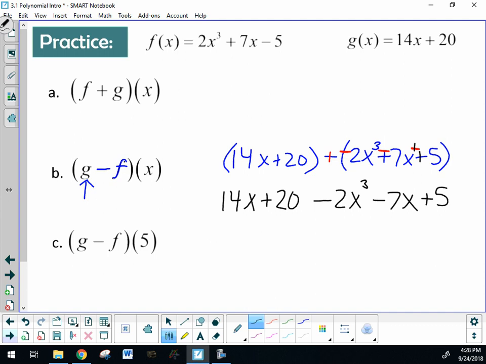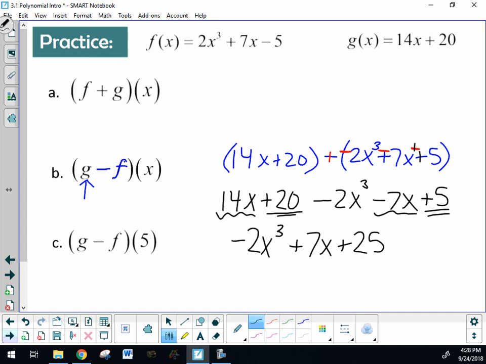So when we combine our like terms, I'm going to lead with that highest power. The 14x and the negative 7x combine to be a 7x. And the 20 and the 5 are positive, so that's 25.